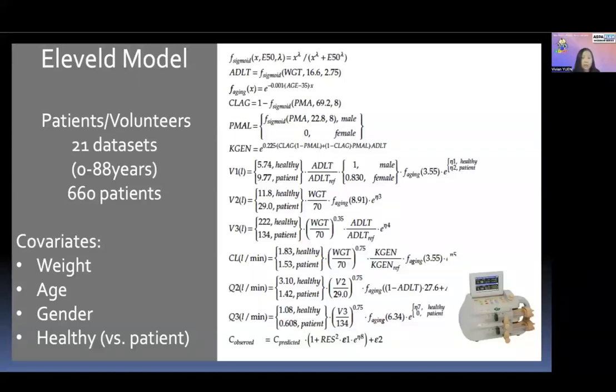Recently, the Eleveld model has become available in some of our infusion pumps, and it is a model that was developed from a much larger data set, and it covers patients from the age of 0 to 88 years of age, and it is also a model validated for patients with obesity. The covariates included in this model include body weight, age, gender, and patient's physical status.